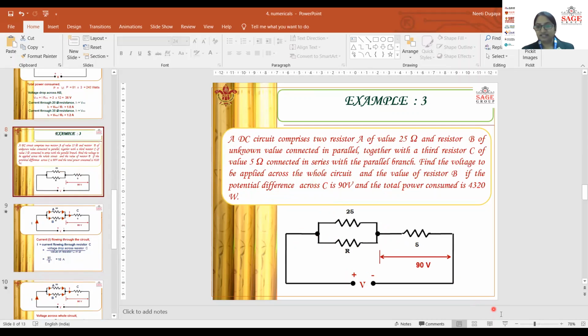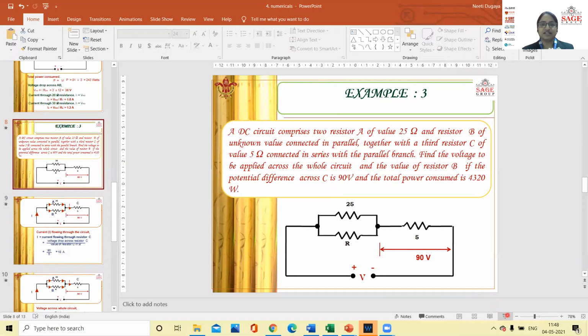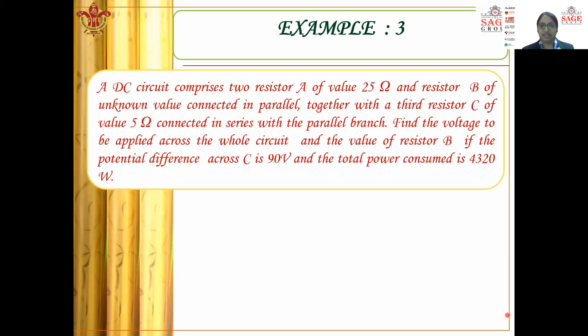And here it is. A DC circuit comprises two resistors, A of value 25 ohm and B of unknown value, connected in parallel. This must be an interesting question. Together with a third resistance C of value 5 ohm, connected in series with the parallel branch. Now we'll depict it in the form of a circuit diagram. We need to find the voltage to be applied across the whole circuit, and the value of resistor B, if the potential difference across C is 90 volts and the total power consumed is 4320 watts.